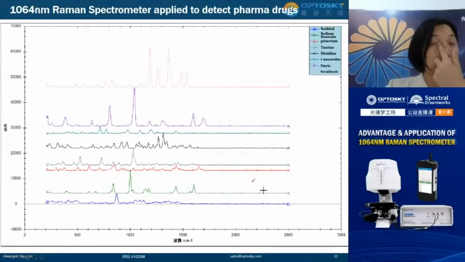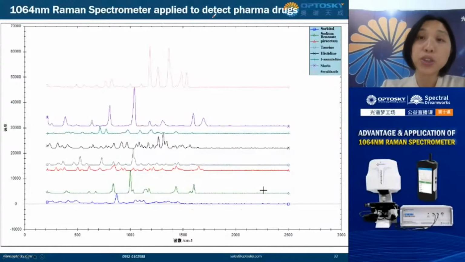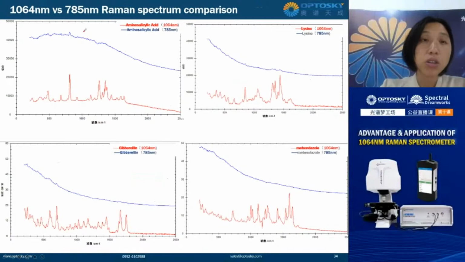And we also have a 1064 nanometers Raman spectrometer applied to detect drugs. This is the drug sorbitol, sodium benzoate, and piracetam. All of these are used for identification. You can compare 1064 versus 785 in a Raman spectrum comparison. Aminosalicylic acid.